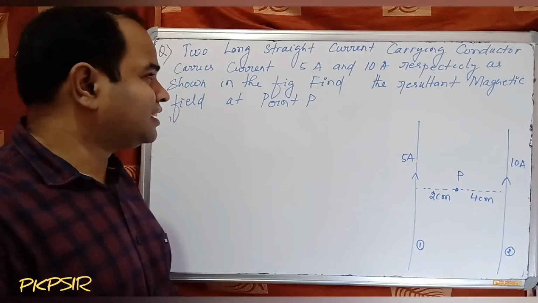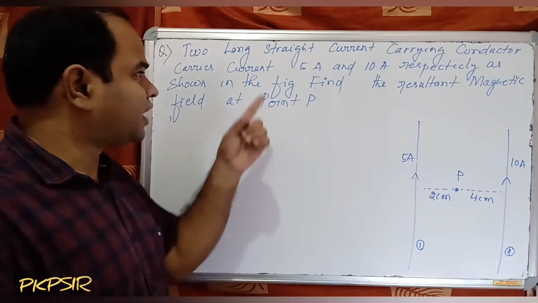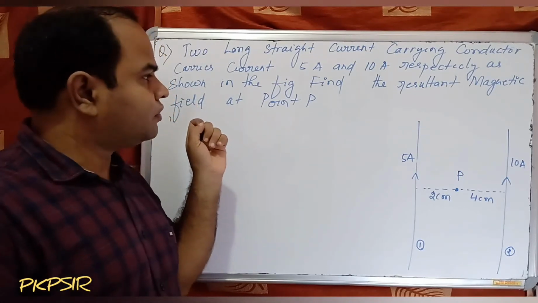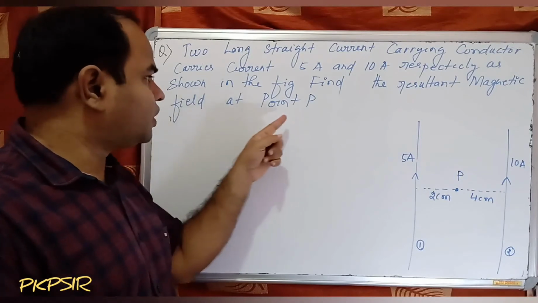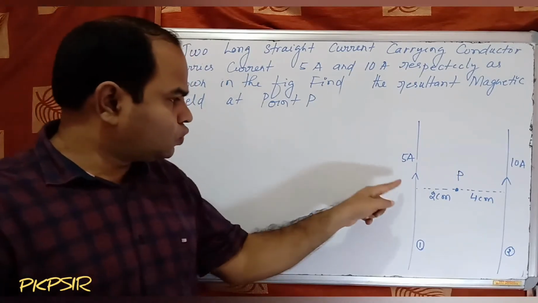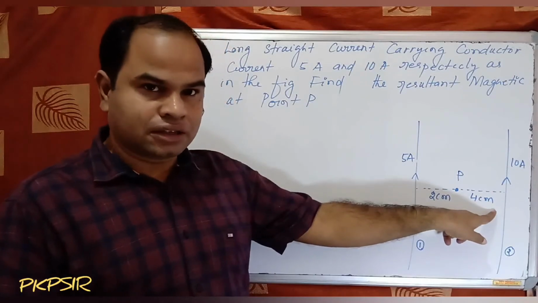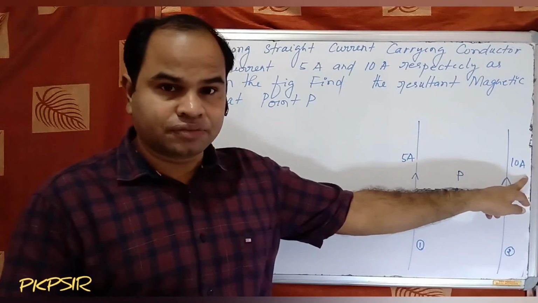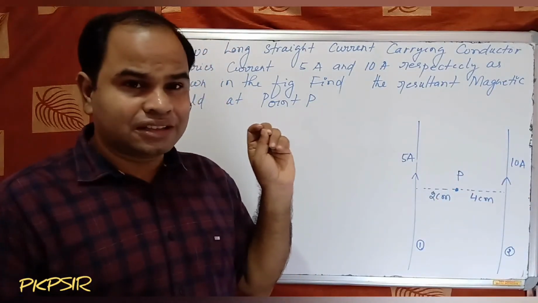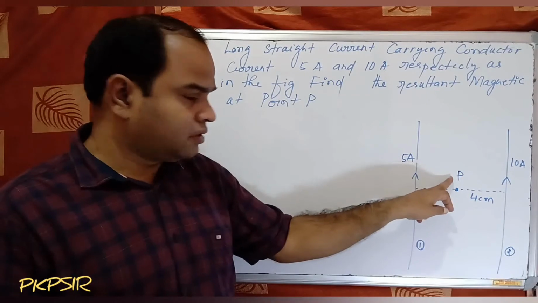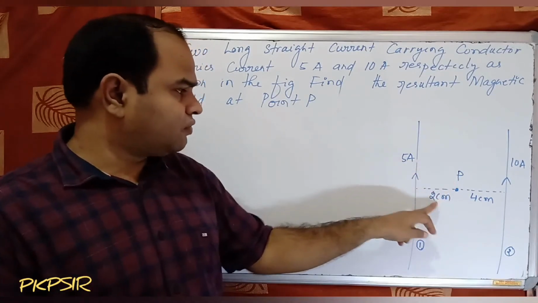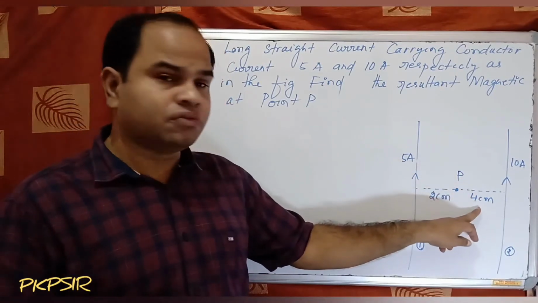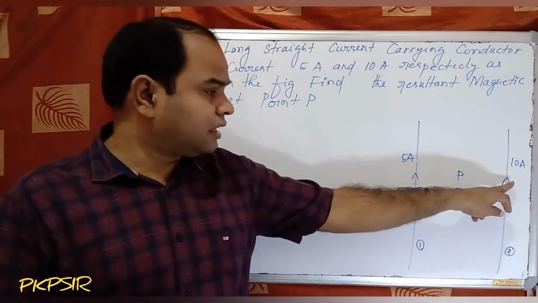long straight current carrying conductors carrying current 5 ampere and 10 ampere respectively, as shown in the figure. Find the resultant magnetic field at point P. So two long straight current carrying conductors are carrying current 5 ampere and 10 ampere respectively. We are going to find the resultant magnetic field at point P. This point P is 2 cm from conductor 1, that is 5 ampere, and this point P is 4 cm from the second conductor, carrying a current 10 ampere.